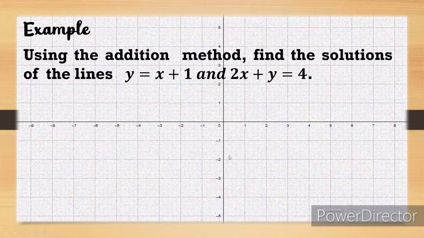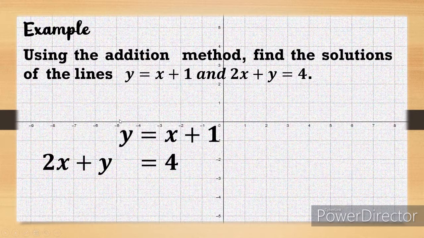Using the addition method, find the solutions of the lines y equals x plus 1 and 2x plus y equals 4. So kung napapansin nyo, ito yung same example natin kanina na ginamit sa substitution. Ipapakita ko lang sa inyo kung paano siya isosolve gamit yung ibang method naman. So again, we have y equals x plus 1 and 2x plus y equals 4. Sabi kanina, to use addition method, dapat naka-standard form parehas yung lines natin. So, yung equation na to, express natin siya sa standard.